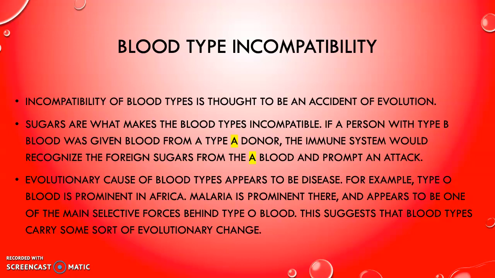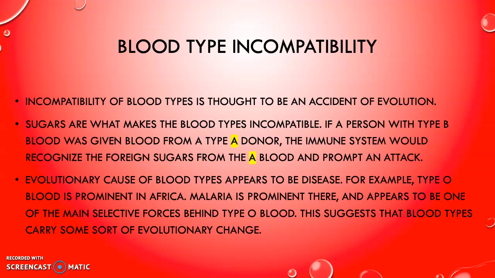Say if a person has type B blood and they were given blood from a type A donor, the immune system would recognize these foreign sugars from the A blood and prompt an attack, and this could lead to inflammation and everything like that, and it can cause your body to shut down on you.